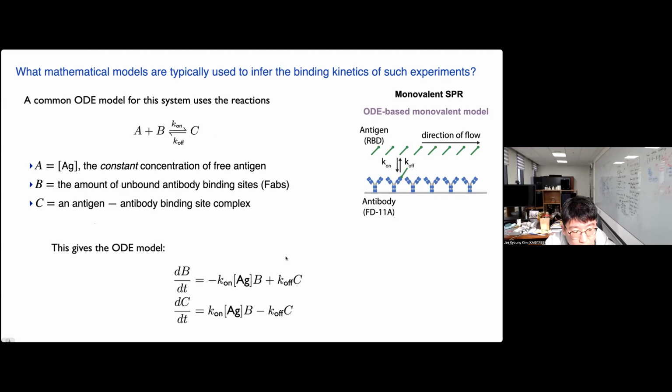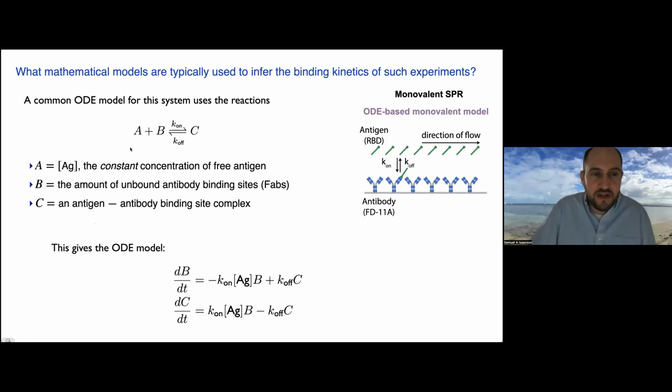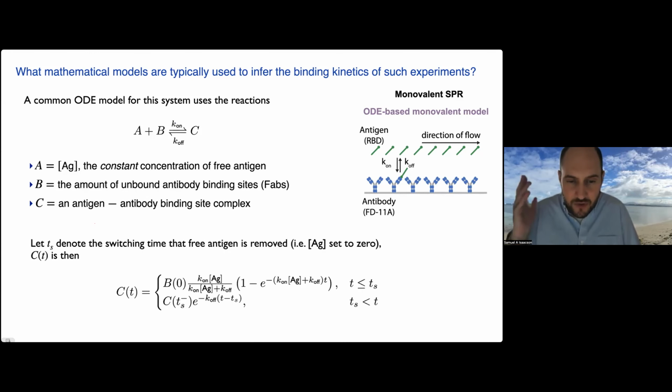And so you can write down the simplest model. If we assume that the amount of antigen in the solution is fixed, then you just get a simple set of linear ODEs, which hopefully everyone knows how to solve. You can solve them analytically, and you get a solution of this form, where we've taken into account that at a time TS, we switch off the flow. So at time TS, we set the amount of antigen to be 0 to model that it is gone and stuff just unbinds.